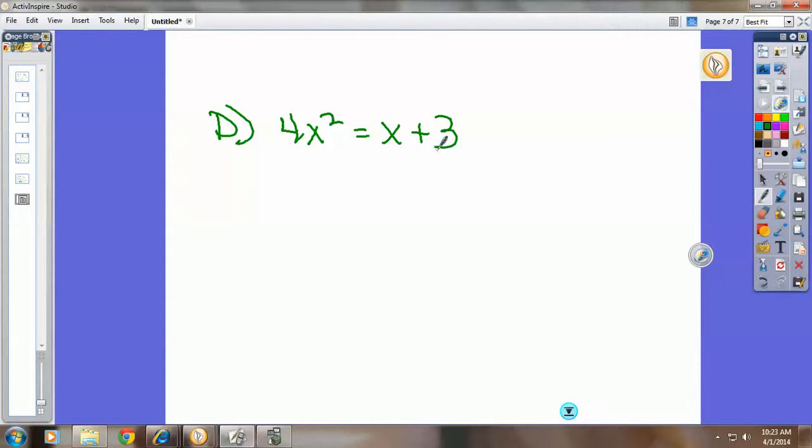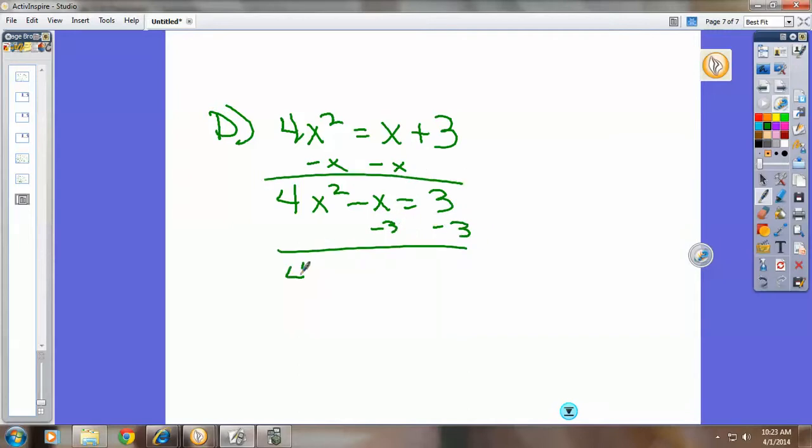That's what I would do. I would leave your quadratic term positive. We call this term here, the 4x squared, the quadratic term. Leave it positive. So I'm going to subtract x. So 4x squared minus x equals 3. And then I'm going to subtract 3 as well. 4x squared minus x minus 3 equals 0. It's going to give you the same zeros if you had done it the other way. If you had subtracted your 4x squared, it would just make your parabola upside down.